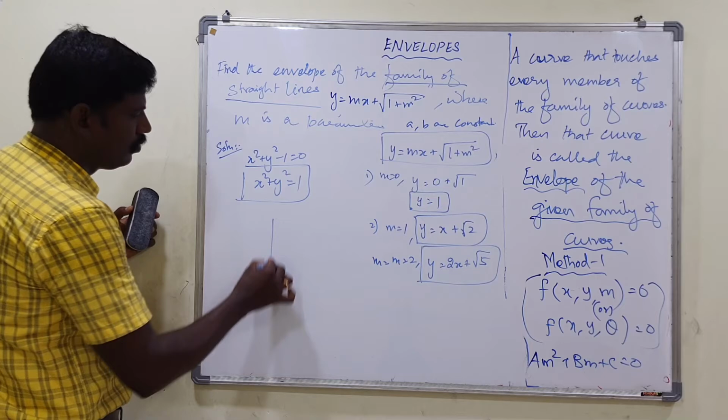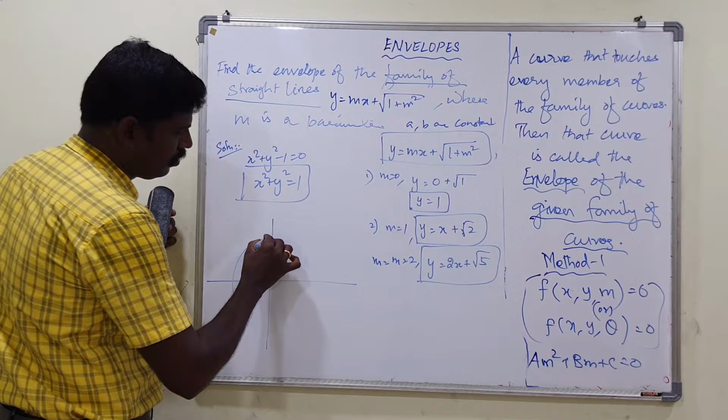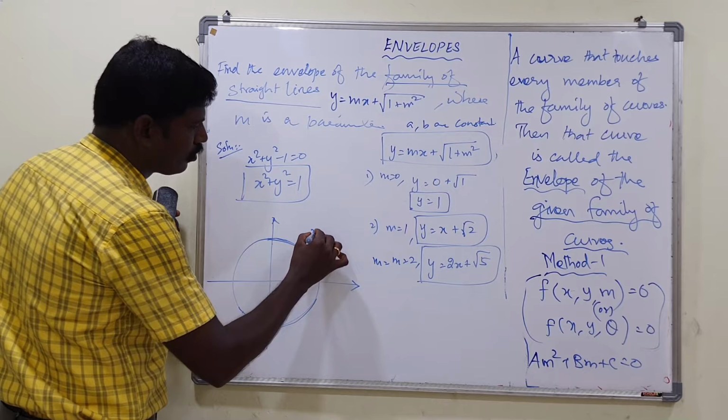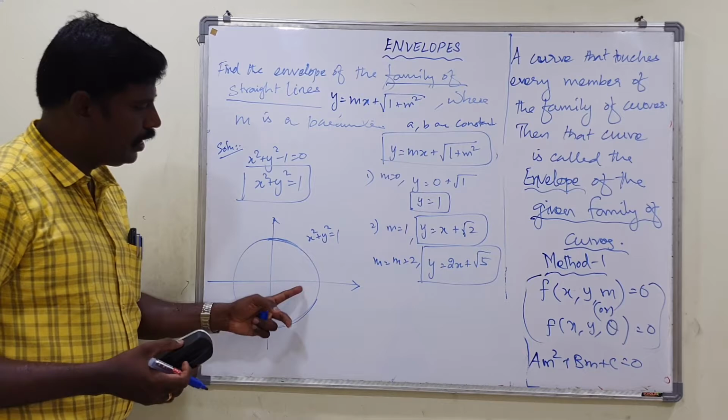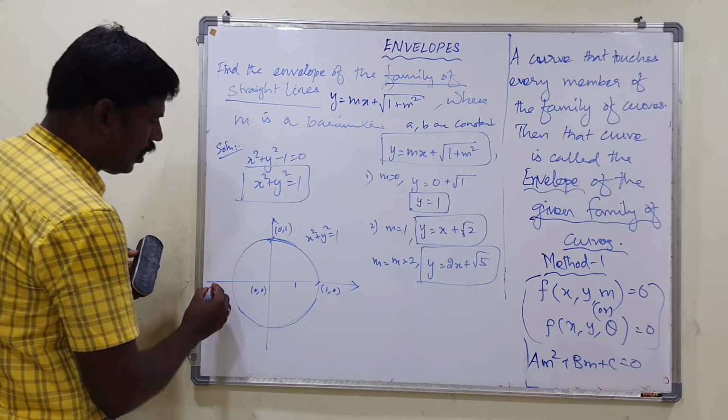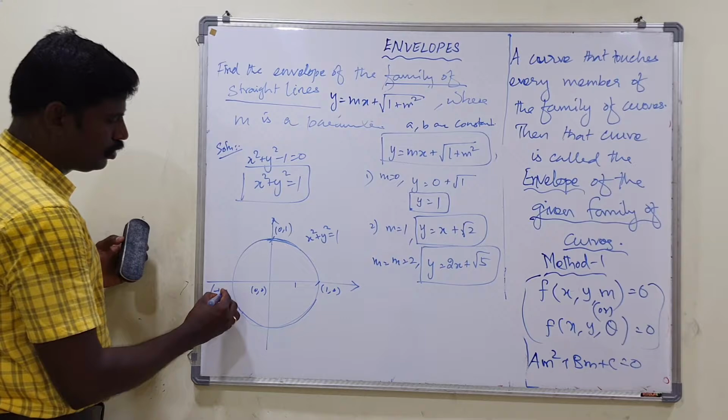Now I draw a circle, x square plus y square is equal to 1, isn't it? So equation of circle, center at the origin, having radius 1 unit. Center at the origin. Okay, right. So this point is 1 comma 0 and this point is 0 comma 1 and this point is minus 1 comma 0 and this point is 0 comma minus 1.